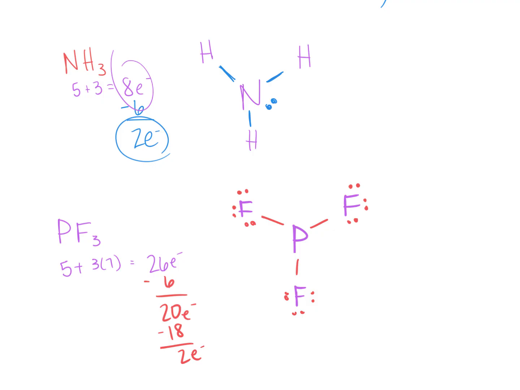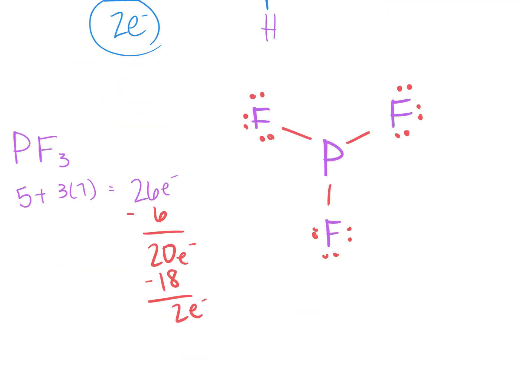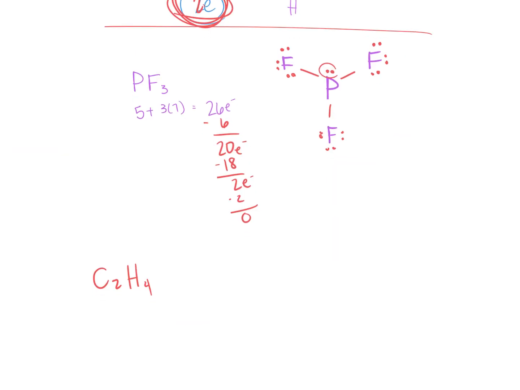No. Like the 2 dots. You can go 2 dots. That's exactly right. We've got 2 electrons left, and phosphorus I know needs them because it does not have a full octet yet. So I'm just going to drop them in a gap somewhere.